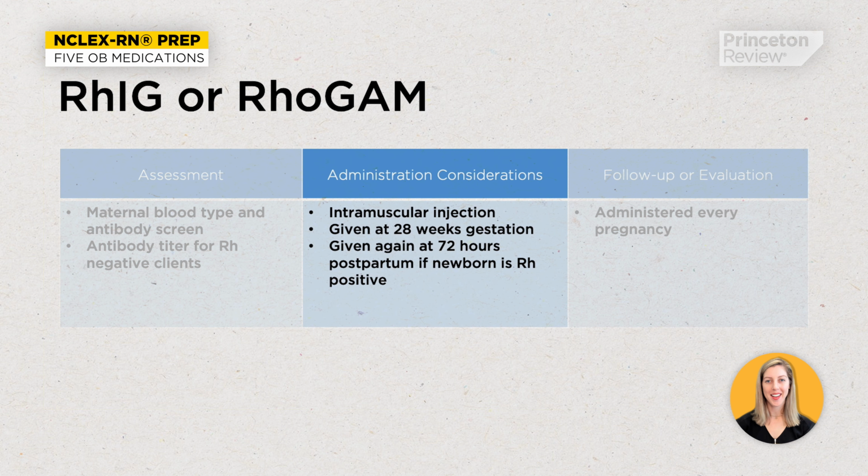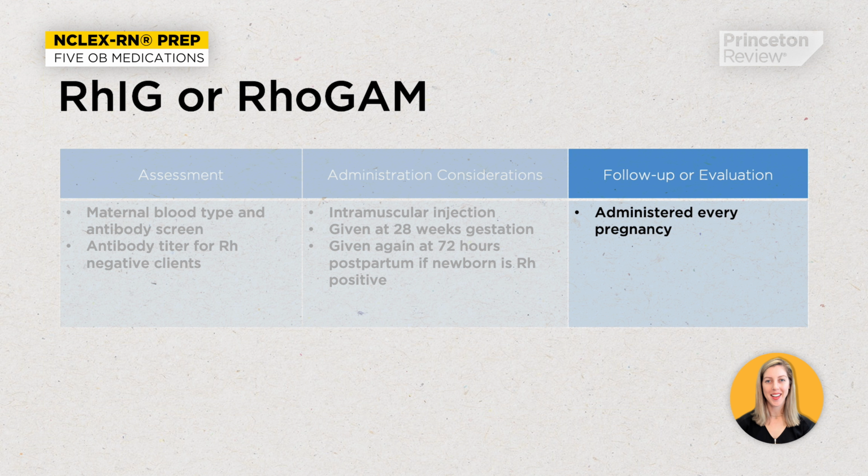For administration, RhoGAM is given to Rh negative mothers at 28 weeks gestation. It is also given 72 hours after delivery if the baby was Rh positive. For follow-up, the RhoGAM must be administered with every pregnancy because the effects of the injection last 1 to 2 months. That concludes the content for the top 5 OB medications that you need to know for the NCLEX.